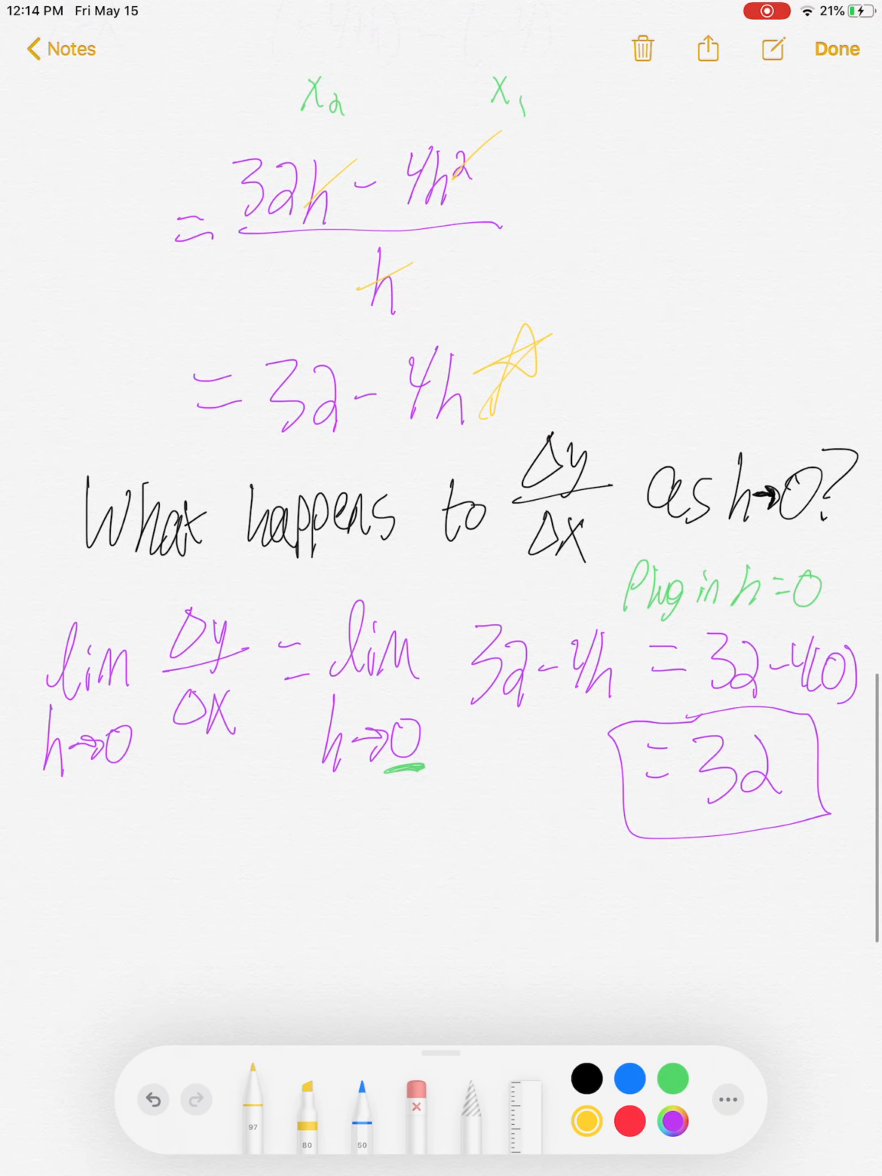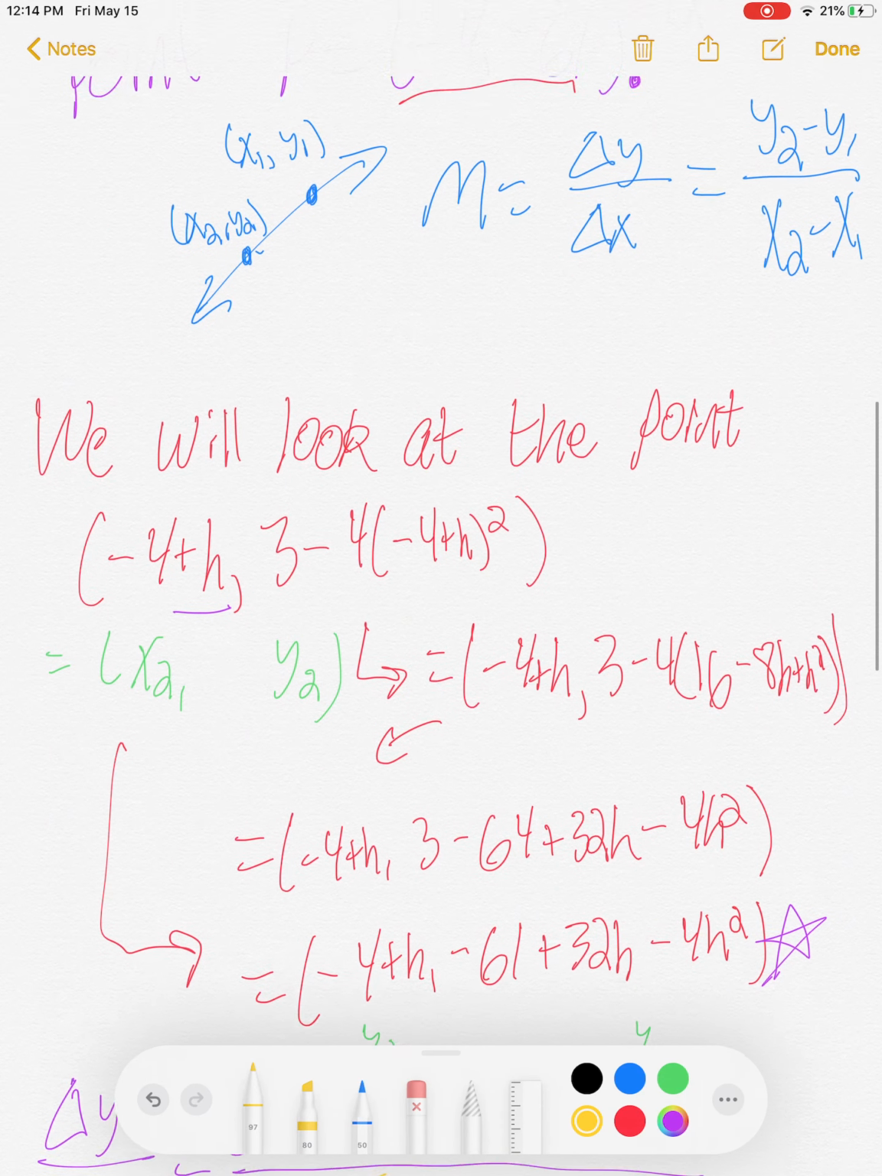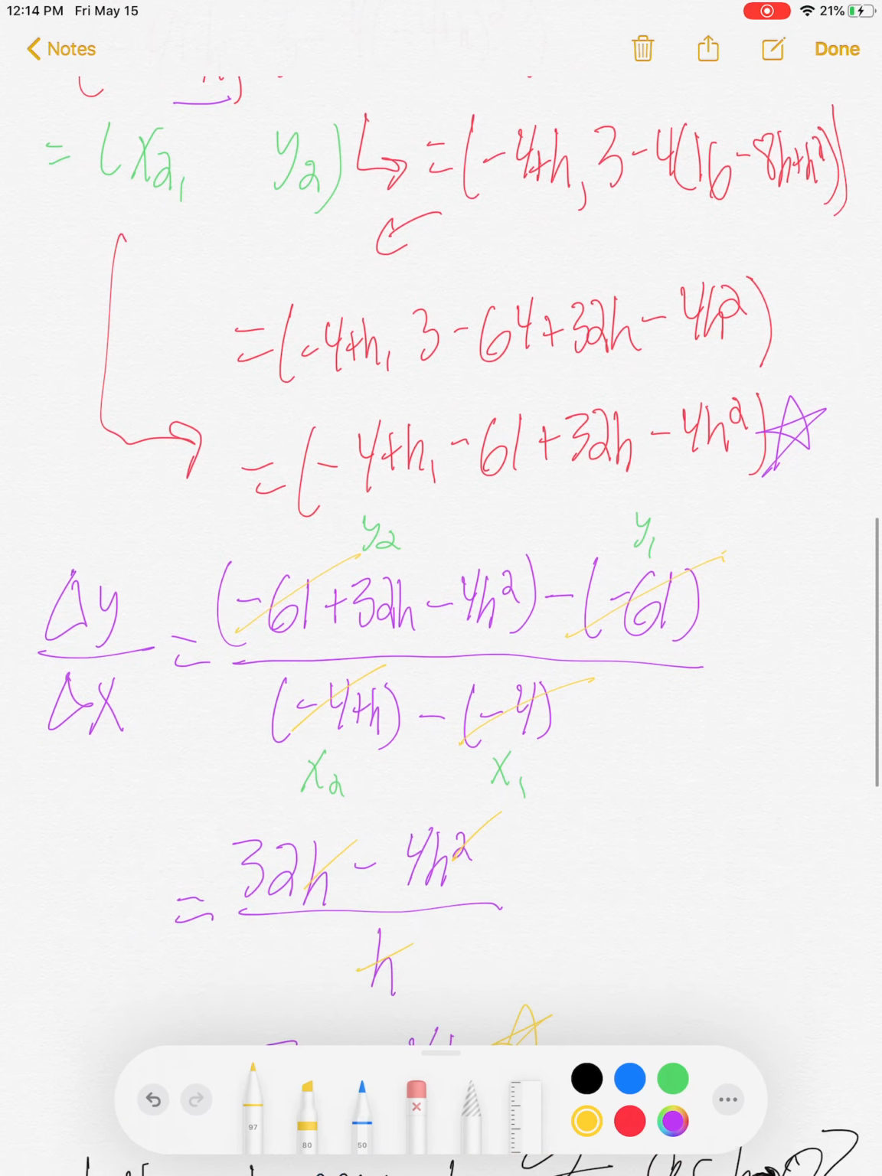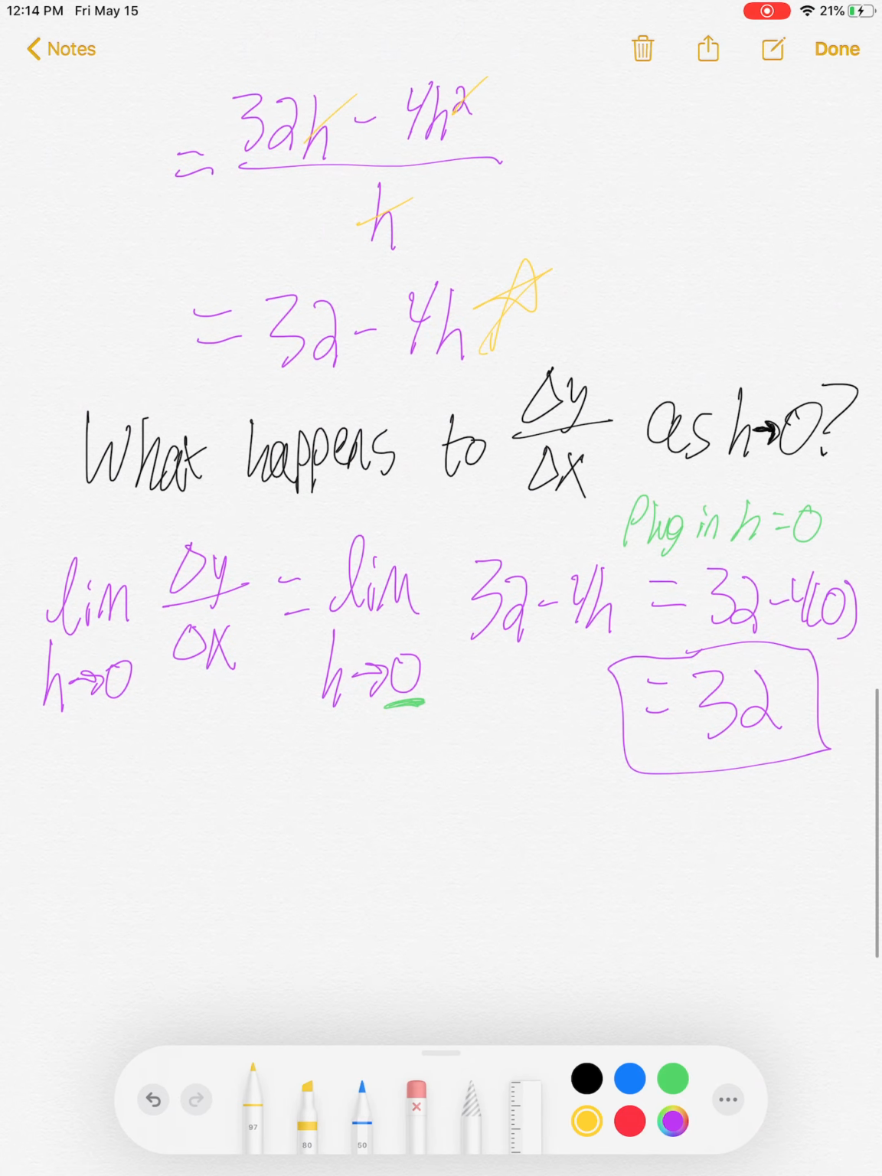Finally, we are then interested in the limit as h goes to 0. The reason that we're interested in the limit as h goes to 0 is because then -4 plus h gets really, really close to just -4. And that's the point that we're interested in. So then we take this limit here at the end, and in this case, it's nice and simple. Because it's just a polynomial, we can just plug our value into the expression and we get our solution.